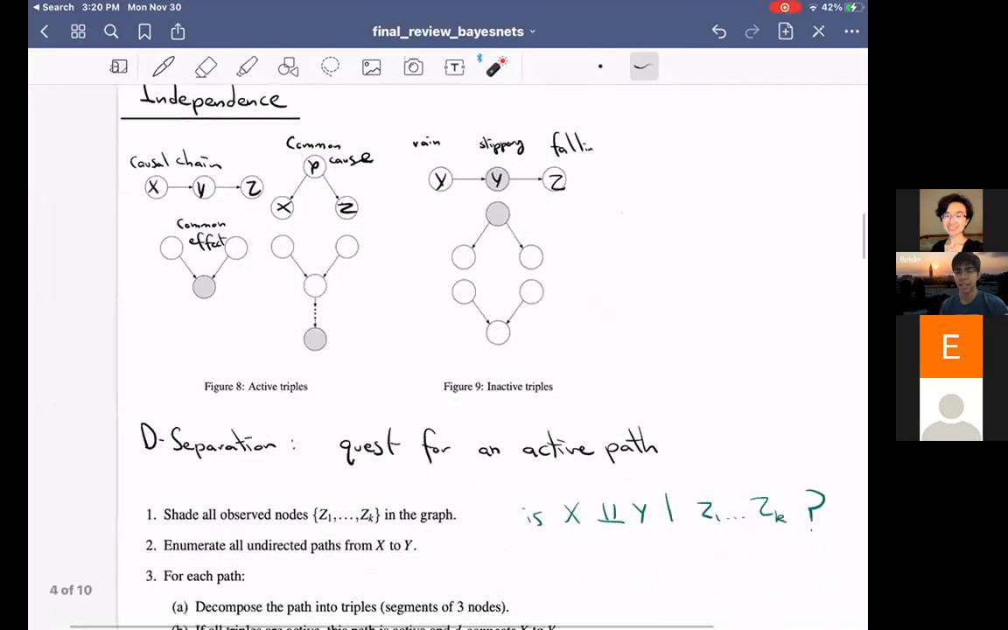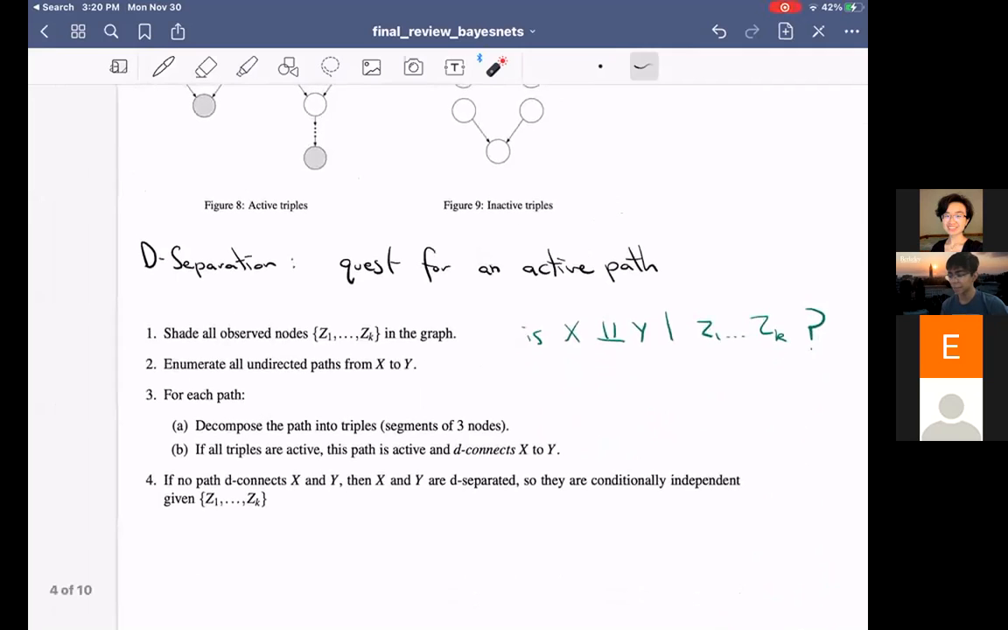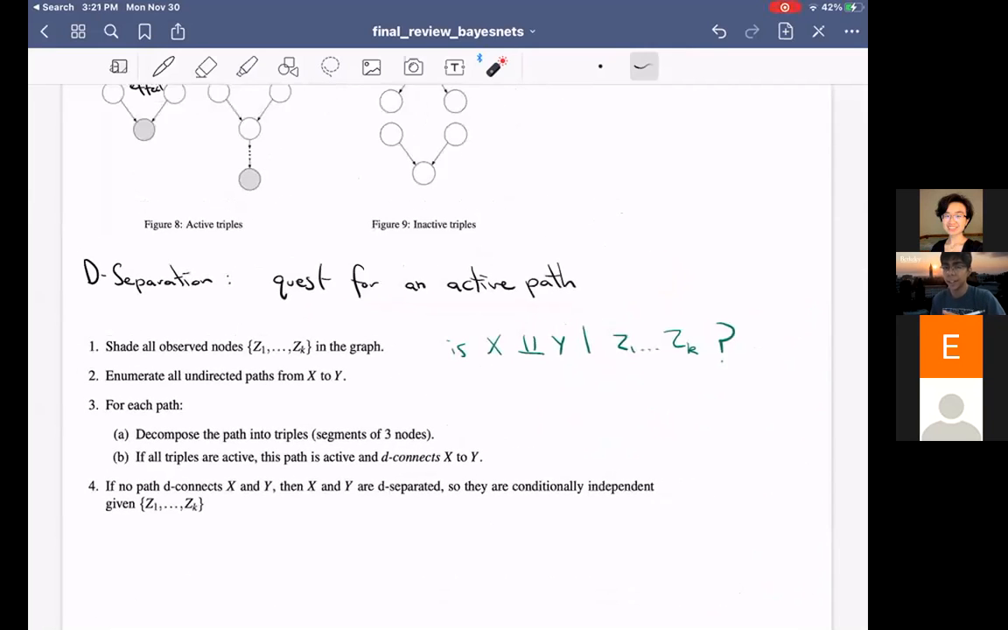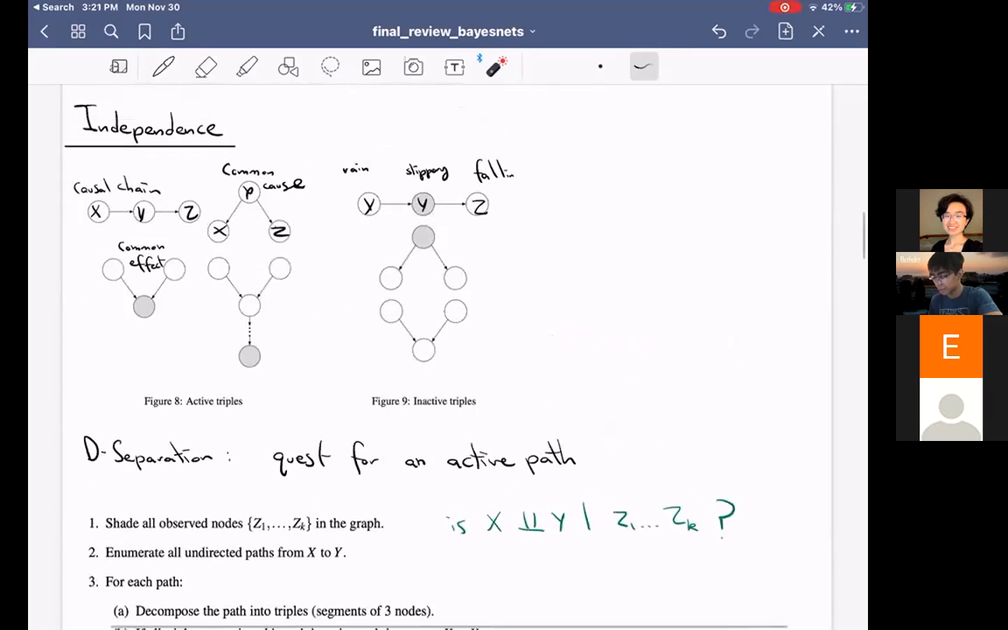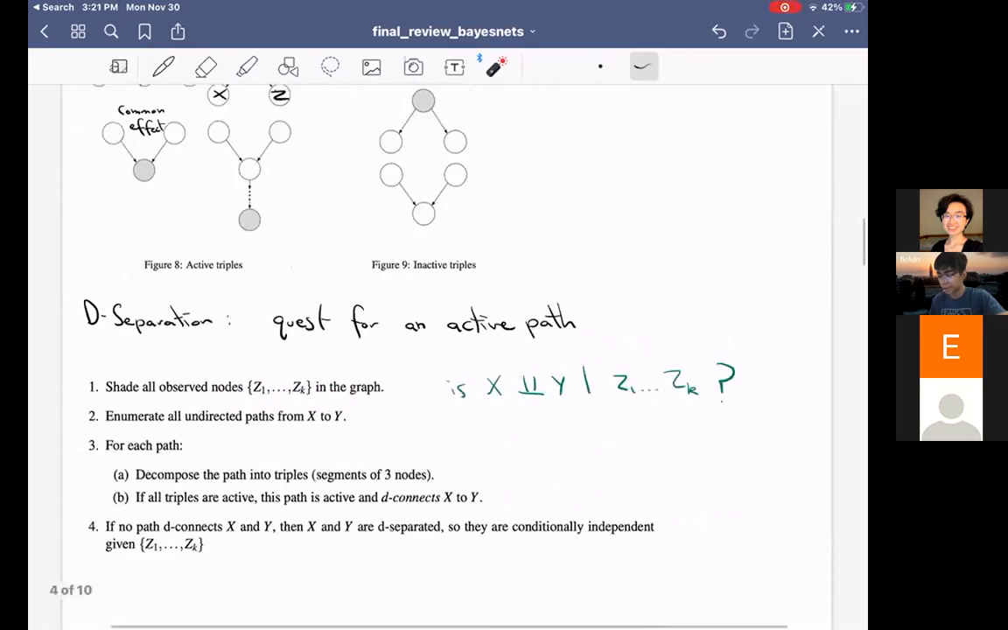So in a larger Bayesnet, d-separation is really a quest for an active path. Now, what does that mean? Well, if we find one active path between two nodes, x and y, then we can say that x and y are not guaranteed to be independent. And the way we go about this formally is we first shade all the observed nodes, so z1 through zk.